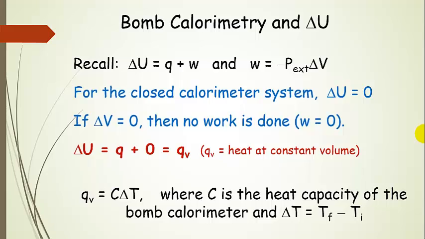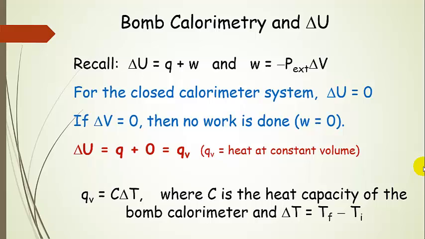Okay, so just reminding ourselves, remember that delta U is equal to the heat plus the work. One equation for work is negative P external, that's external pressure, times our change in volume. For our closed calorimeter system, delta U is equal to 0. And if delta V is equal to 0, then no work is done. So plug in that 0 and we just get heat at constant volume, which is equal to delta U.